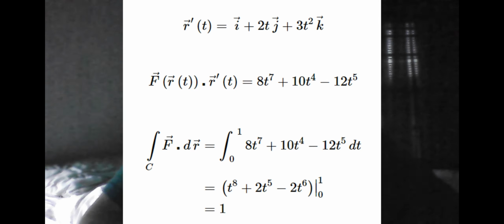So we now simply compute the integral from 0 to 1, the limits of t given, of this dot product simplified with respect to change in parameter. And after we do this, using calculus 1 techniques for integrals, we get a final answer of 1.